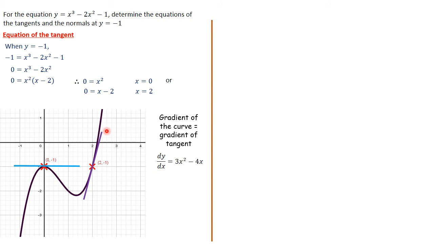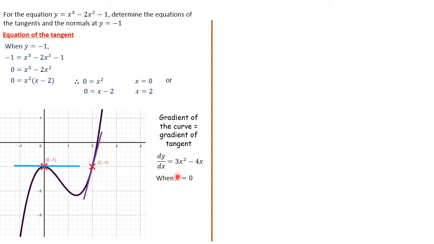Now, since the gradient of the curve equals the gradient of a tangent at those 2 points, we should first of all have the general expression for the derivative, or the gradient of the curve actually. So we have dy/dx is equal to, differentiating this, 3x squared minus 4x.